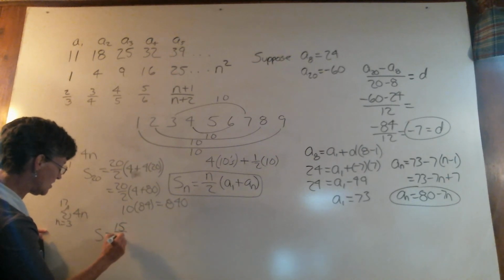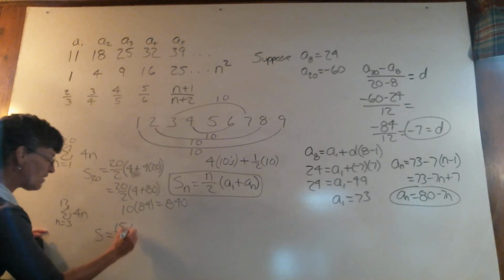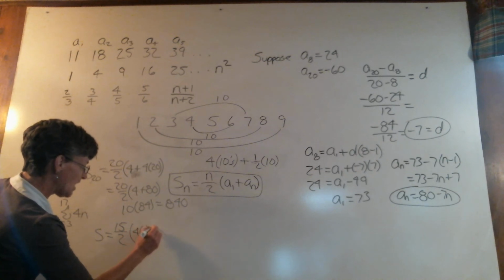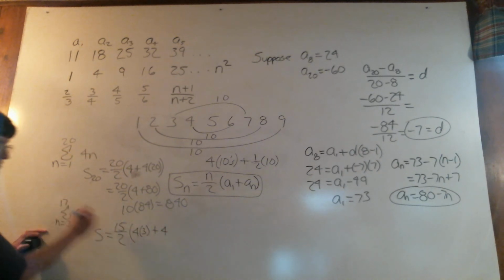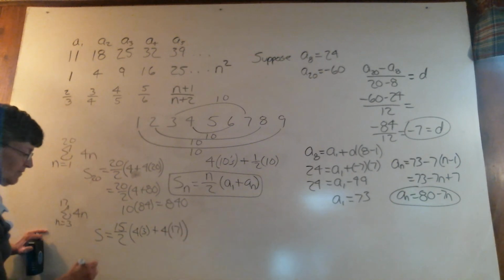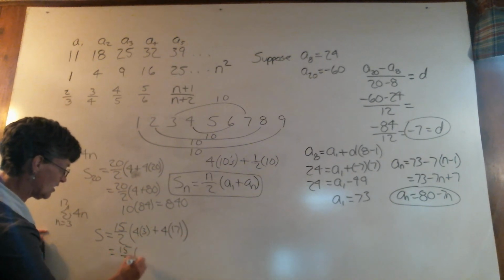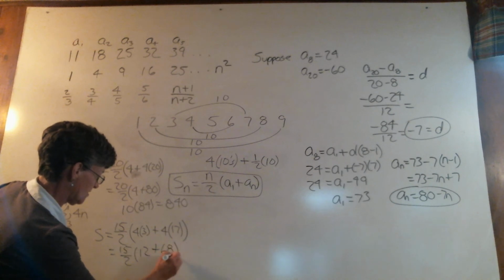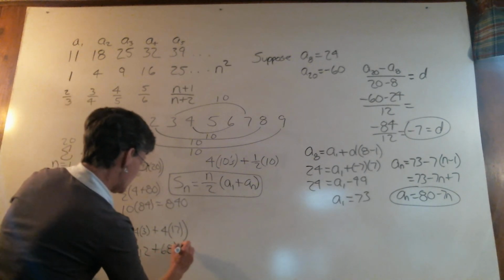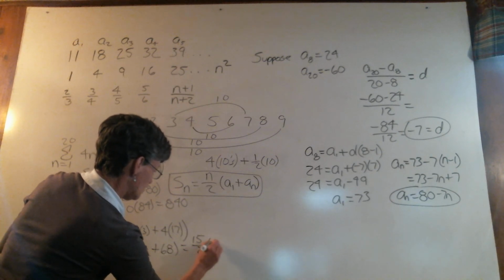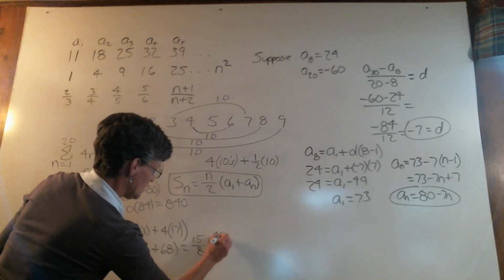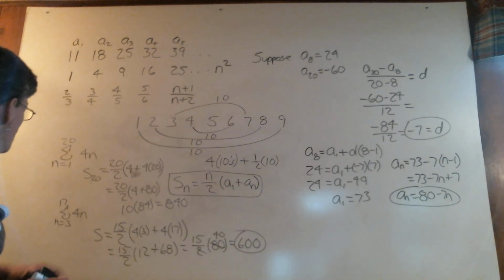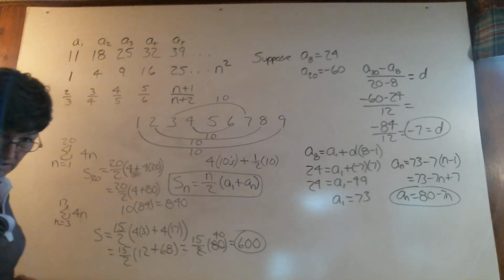So I would have 15 over 2 because I've got 15 terms. But now my first term is not when n is 1, it's when n is 3. 4 times 3. And my last term is when n is 17. So I have 15 over 2 times 12 plus 68. And 12 plus 68 is 80. So I have 15 over 2 times 80. That gives me 40 times 15, so that gives me 600. And that's how you find the sum when you've got sort of an oddball set of terms there.